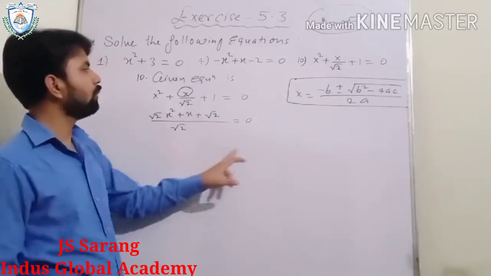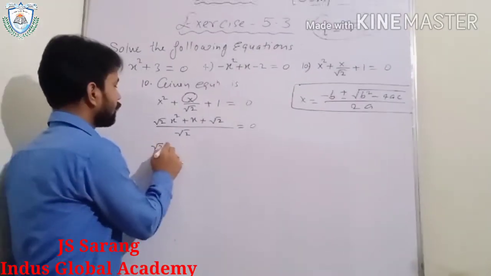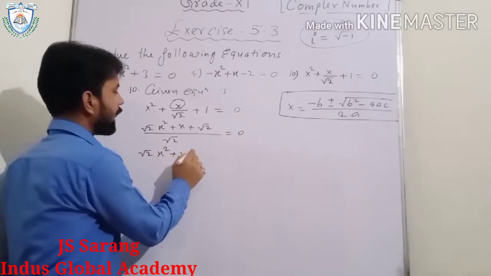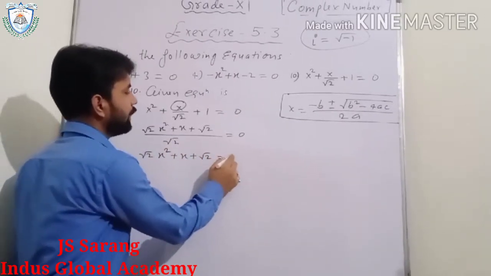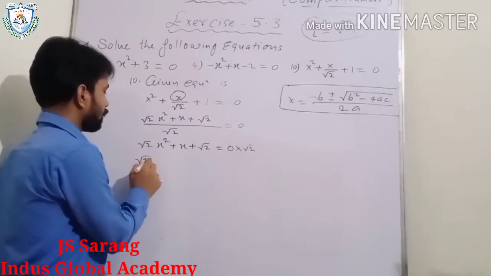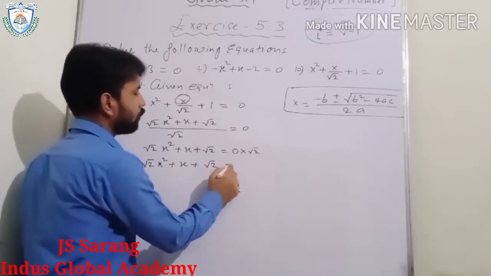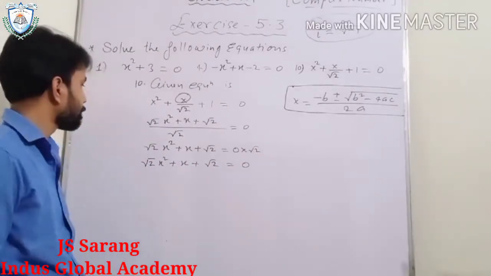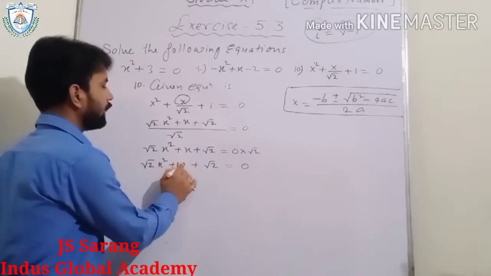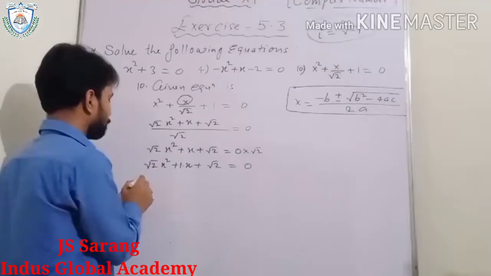Now this square root 2 can be multiplied in 0 here. So we will get root 2 x square plus x plus root 2 equal to 0 into square root of 2. Now this is root 2 x square plus x plus square root of 2 equal to 0. But see, this is x. So this x can be written as 1 into x or not? Clear? Now we will compare this equation.